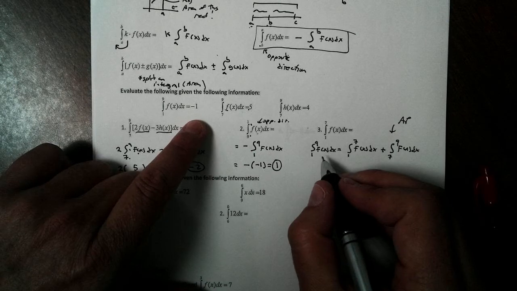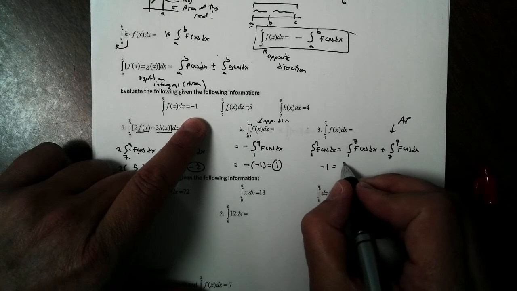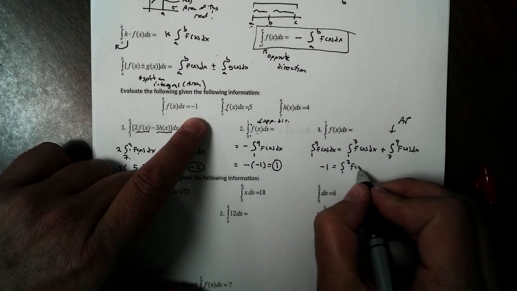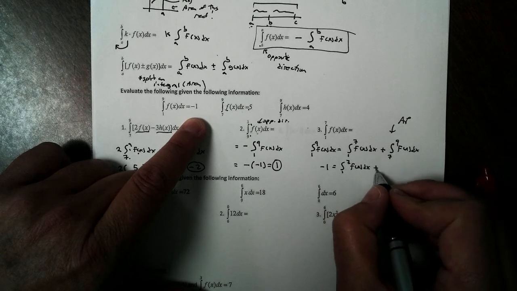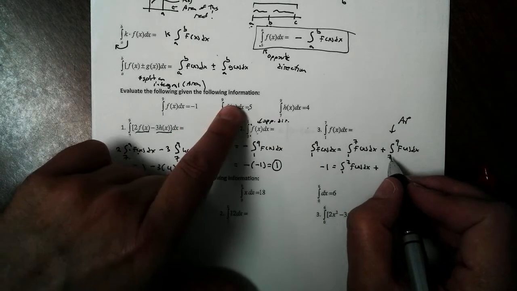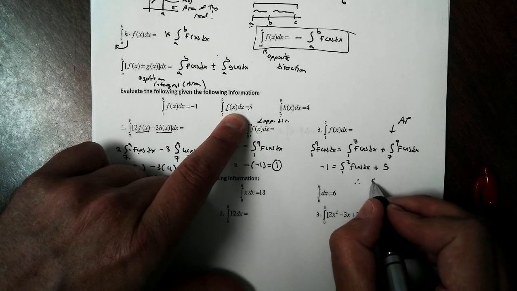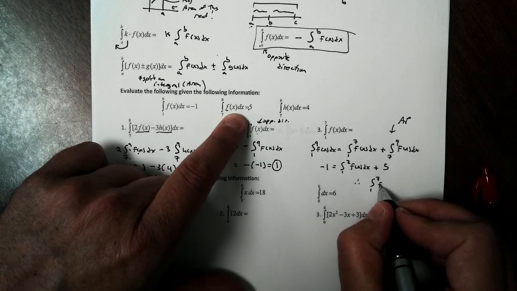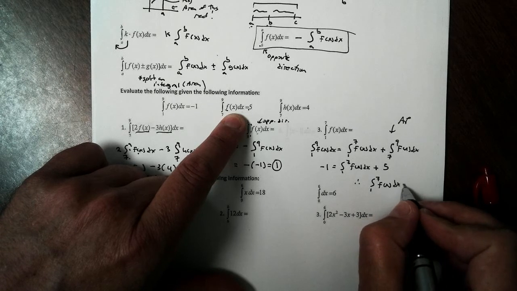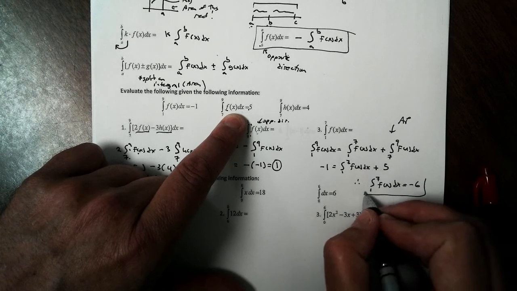All right, so we're going to get negative 1 equals the area from 1 to 7, f of x dx, plus, well, from 7 to 9, we're told that was just 5. So then I can just solve that. Therefore, the area from 1 to 7, f of x dx just becomes negative 6.